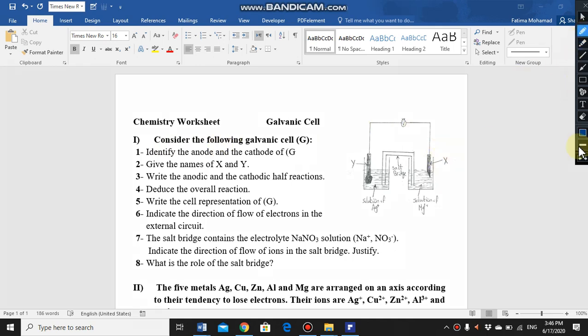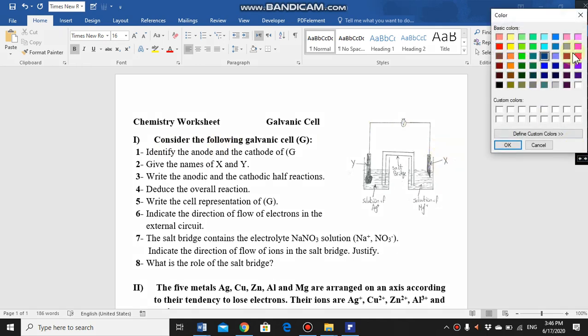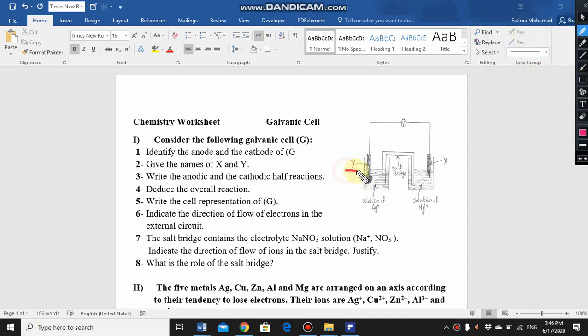So here we have this galvanic cell, which is made up of two strips, Y and X. As you can see, the strip of X is getting thinner and the strip of Y is getting thicker. We have the voltmeter, we have a salt bridge, and Y is dipped in a solution of Ag+ and X is dipped in a solution of Mg2+.